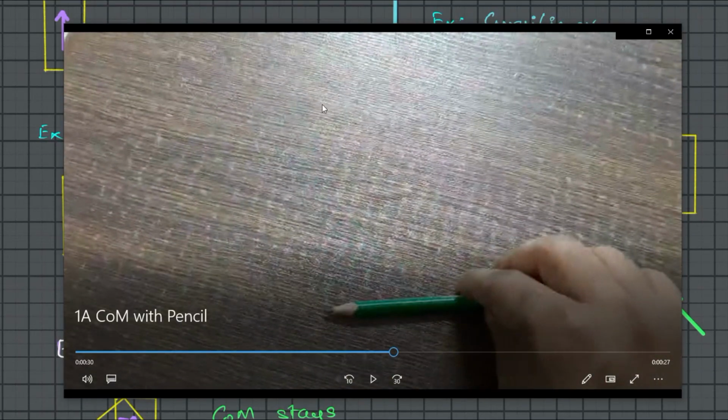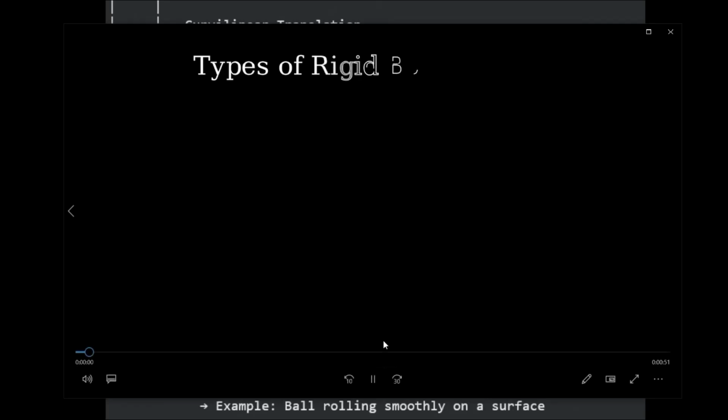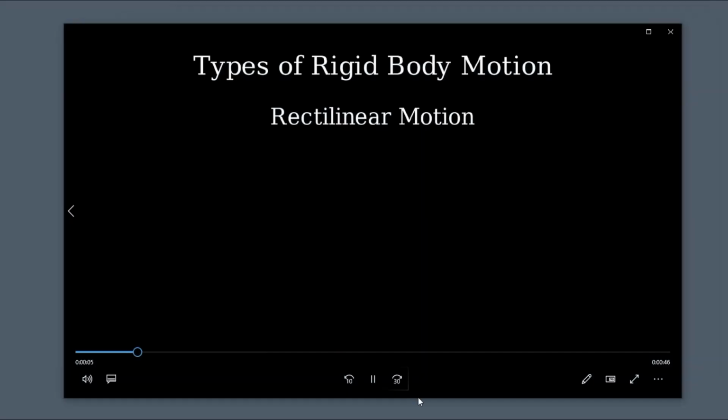Right, the object slips and rolls also, right? So that is your rolling with slipping. Pure rolling, it will look like this. So these are your types of rigid body motion. Let's just glance over everything.